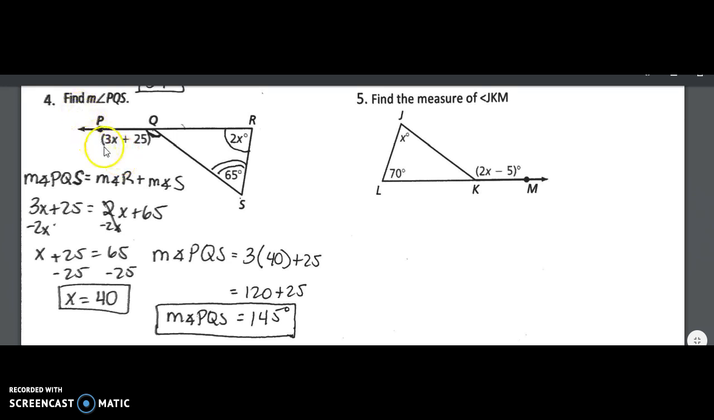So when we're trying to find the measure of angle PQS, PQS is this exterior angle right here. So you have 3x plus 25, our exterior angle, is going to equal the 2 interior angles away from it added together. 3x plus 25 is equal to 2x plus 65. And I'm going to go through and solve this, and I get x equals 40. And then I'm going to plug 40 in for angle PQS.